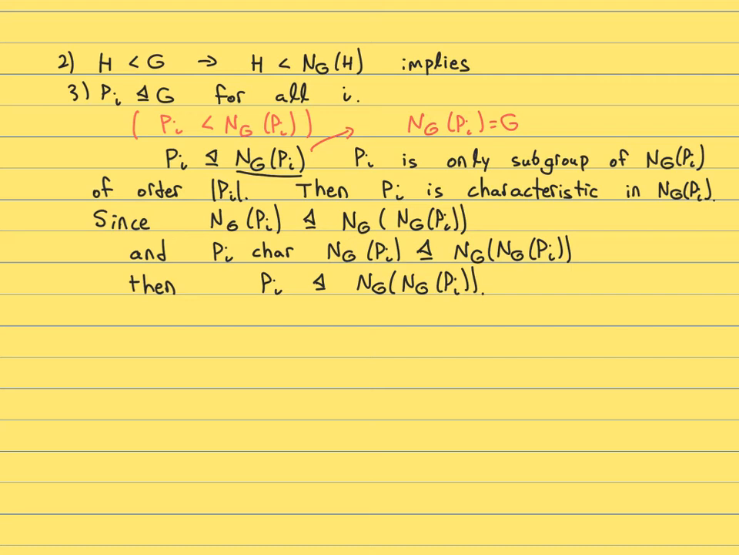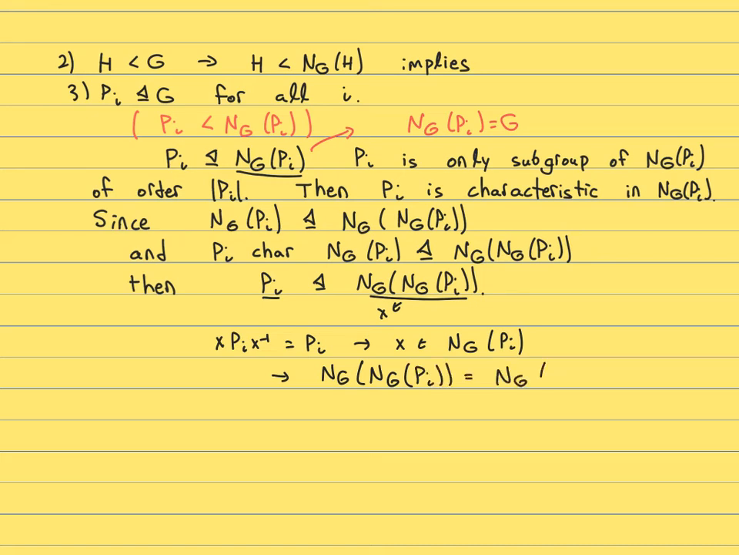The point here is that since Pi is normal in this group, for any x in this group, you have x Pi x inverse equal to Pi, which implies that x is in the normalizer of Pi. So that tells you that you have equality here.